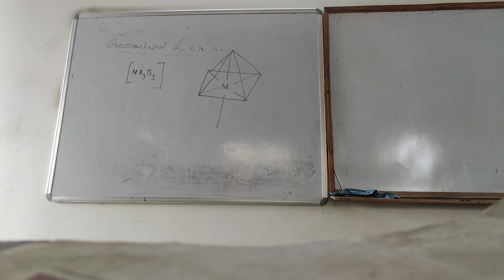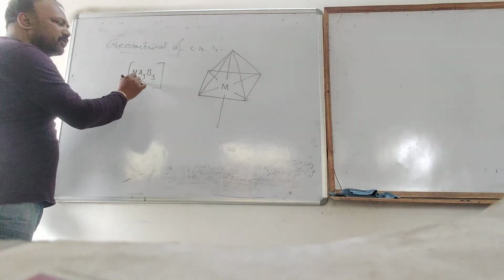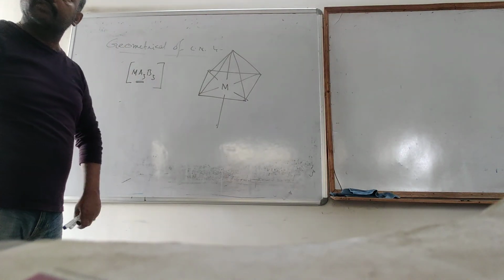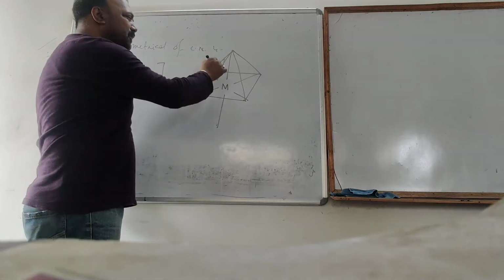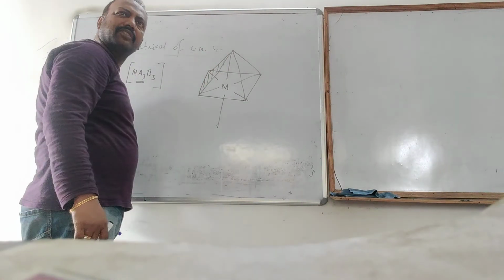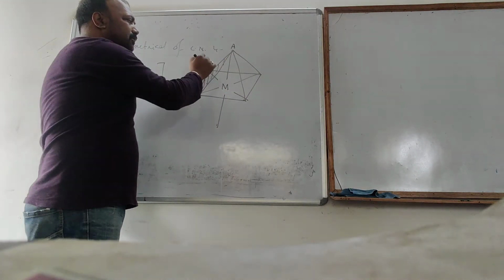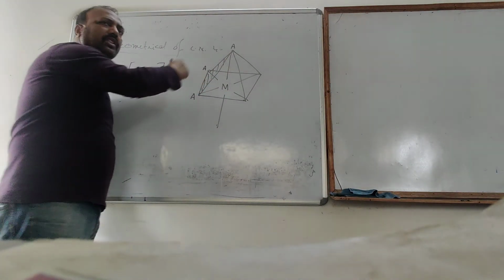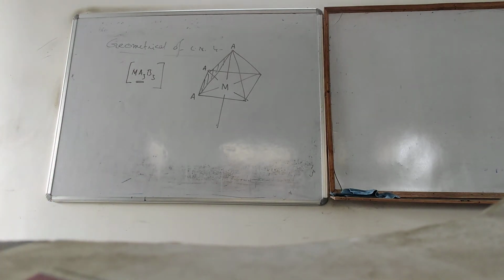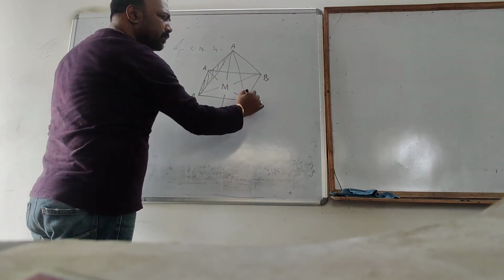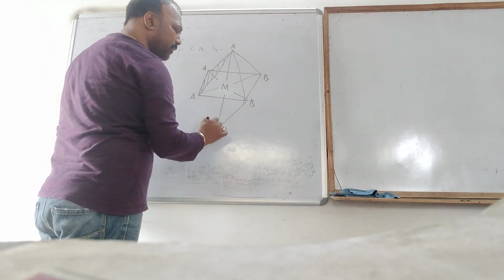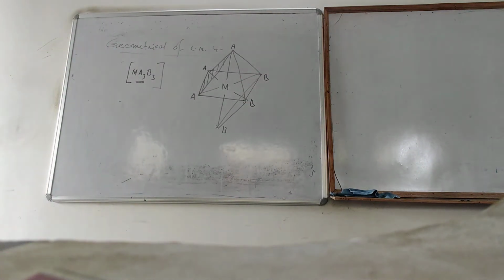If 3 similar ligands are responsible for the formation of one face, for example, suppose I take this face: one A is here, one A is here, one A is here. So the same ligands are responsible for the formation of one face. Obviously the remaining 3 positions will be B, which will also be responsible for the formation of another face. It means the similar ligands are placed in one face each.